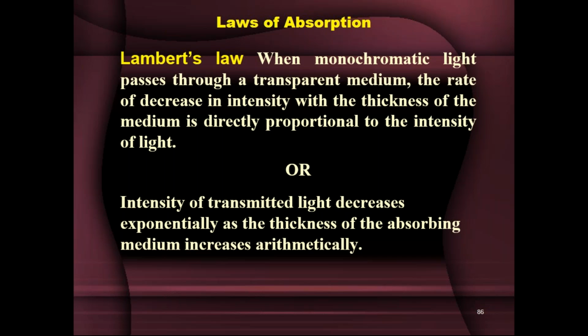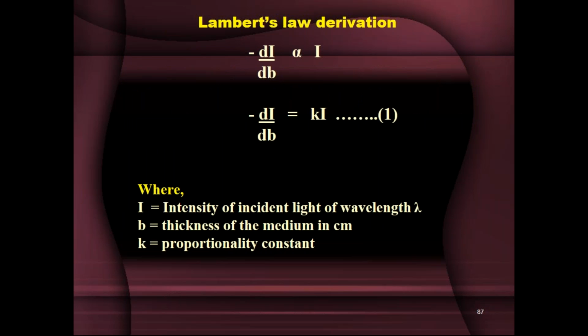So intensity of transmitted light will start decreasing in an exponential way as you go on increasing the thickness of the absorbing medium. As the thickness of the absorbing medium becomes more, the intensity of transmitted light decreases. It's an exponential relationship or a logarithmic relationship. So coming back to the first definition, we will now see the derivation.